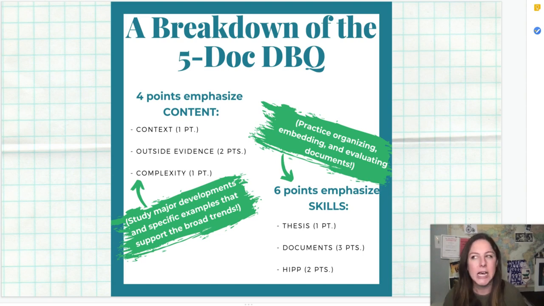Not really. Here's why. There's basically been a 50-50 split. So about half of the points still emphasize content, right? 4 out of the 10 still emphasize content, right? You can get content from, let's say, context, right? You can use content for outside evidence, right? You're definitely not gonna be able to pull in outside evidence if you don't know anything about history. And for sure, you can't get that weird unicorn complexity point if you don't know the content very well.